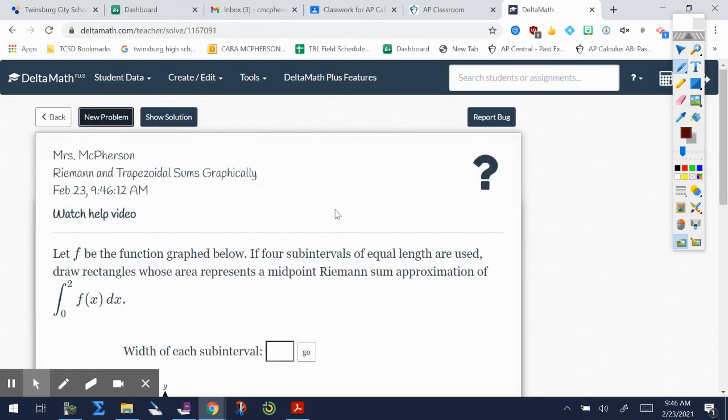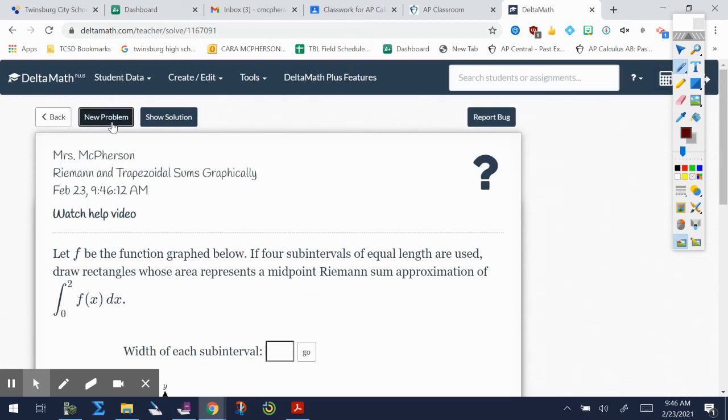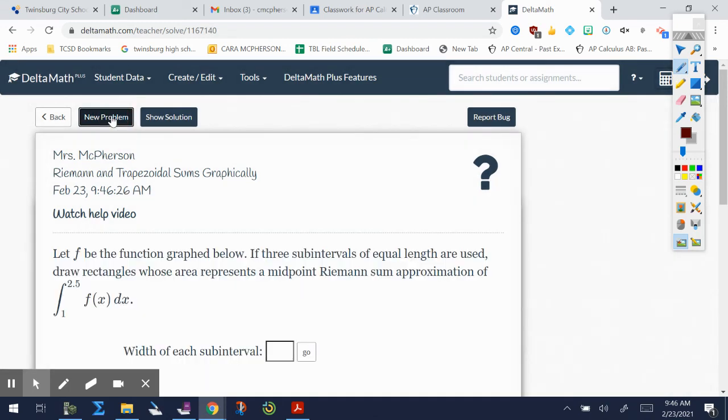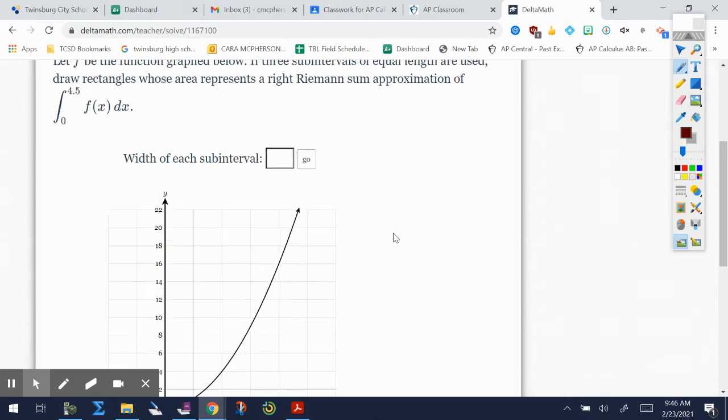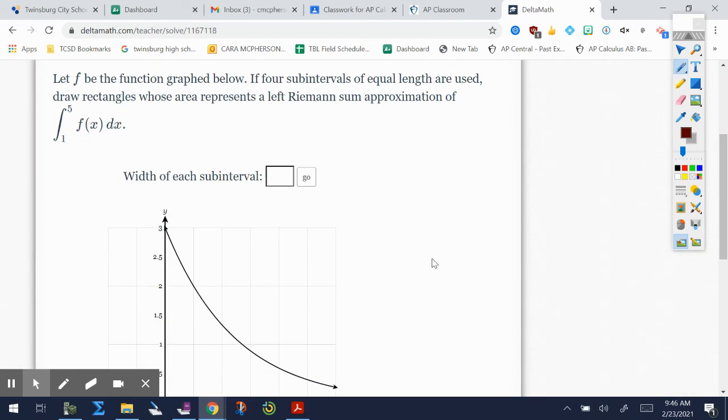Let me find one more. Here's a good one. So this is another right one. So this one is going from 0 to, that's a midpoint, not a right. I want to do a right or a left. Give me 1 second to find a good one. Now it's going to give me all these midpoint ones. I wanted to see one that was decreasing. I'm getting really picky. Hey, there we go. This is what I want.